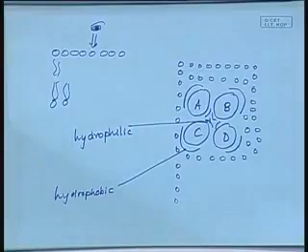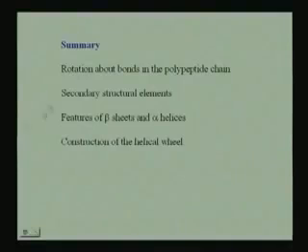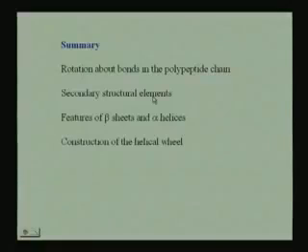So, what we learned today was we have rotations about the bonds in the polypeptide chain that give rise to what? The phi psi angles, and we know that the omega angle is also present in proteins, but we rather have a trans peptide than a cis peptide due to the restricted rotation because of the partial double bond character of the peptide bond. Then we have the secondary structural elements that we talked about, where we looked at the features of the beta sheets and the alpha helices.